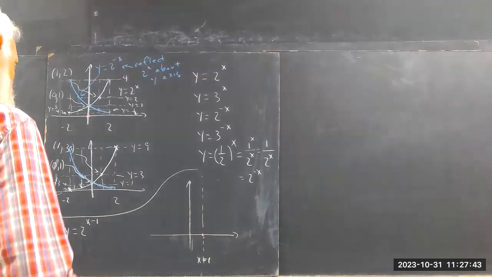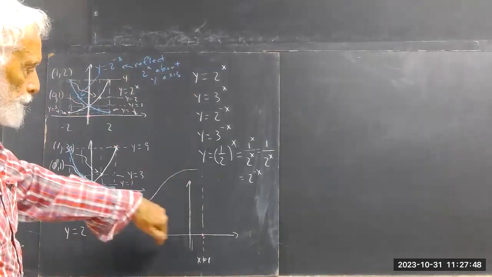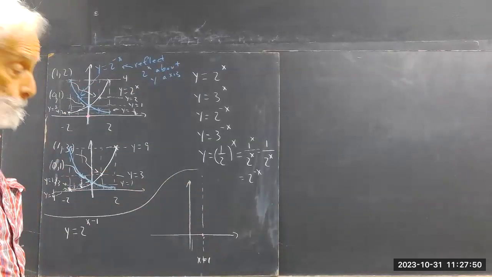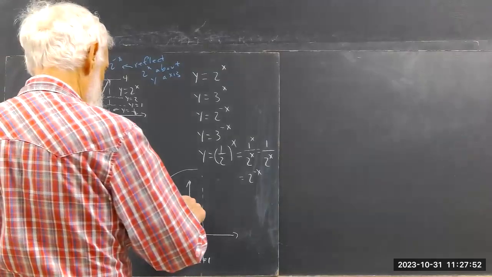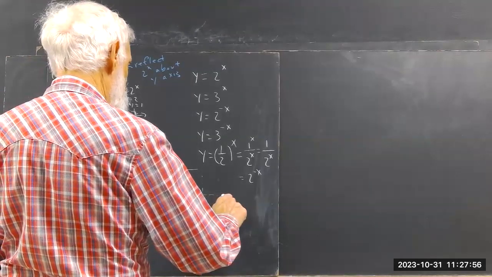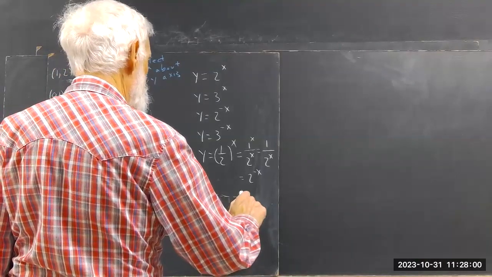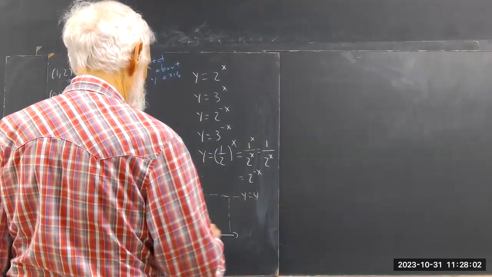Okay, so it's got a good answer to the question. How do we graph this? We shift the 2 to the x graph 1 unit to the right, which means now we can do a 4 by 4 square with y equals 4 here.